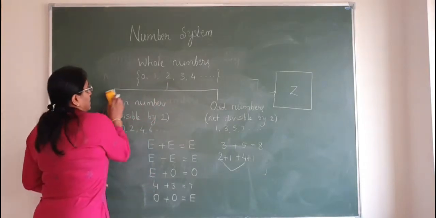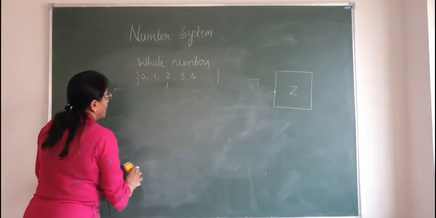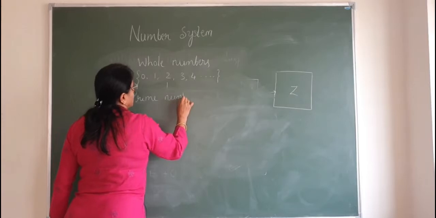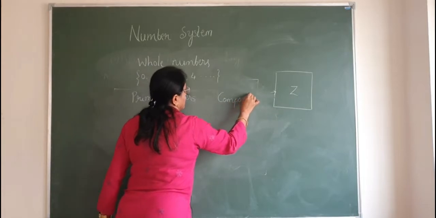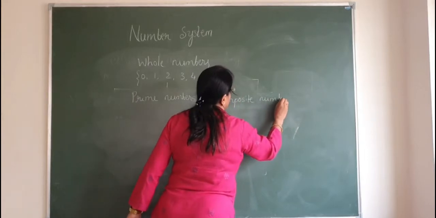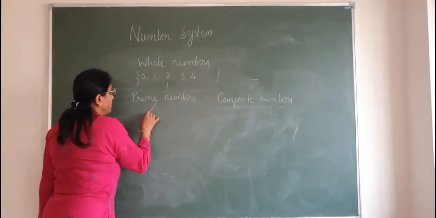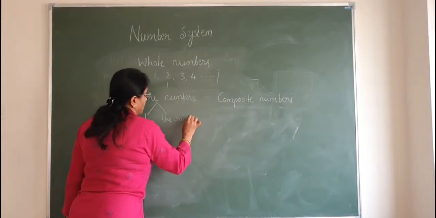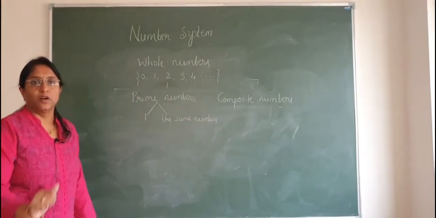Next we have some more numbers. Again two types of numbers are there: prime numbers and composite numbers. So what are prime numbers and composite numbers? Prime numbers are divisible by 1 and the same number only. Other numbers cannot divide these numbers. That's why they are called prime numbers.